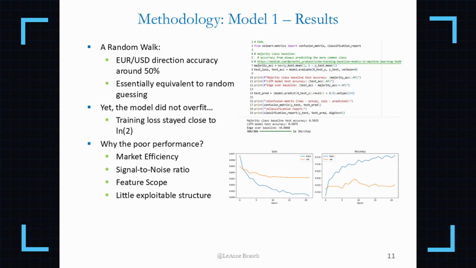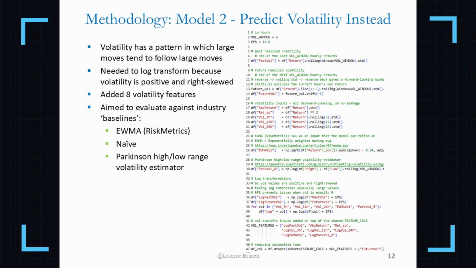So then I asked, how can I get a higher performing model out of this? What about predicting volatility instead? Because large moves tend to follow large moves. I was around when the Swiss franc was unpegged from the euro. And here I did a log transform because volatility is strictly positive and right skewed. And then I added 8 volatility-specific features.